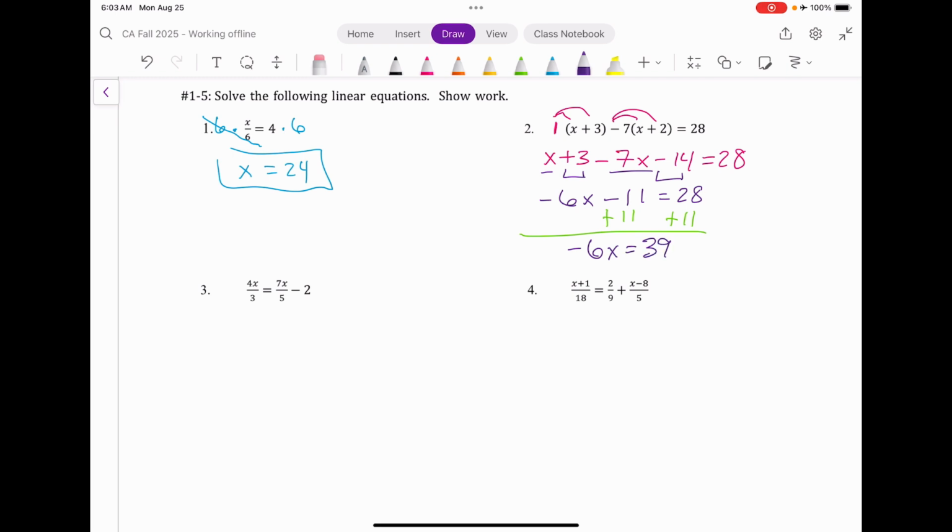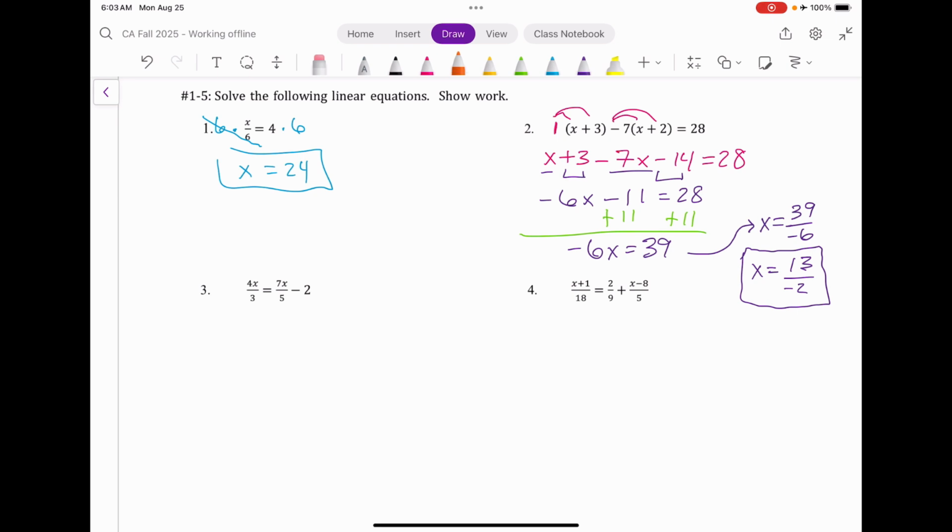And then we can divide by negative 6. So we get x equals 39 over negative 6. Both of those are divisible by 3, so we can make that 13 over negative 2. And remember that negative, it doesn't matter where you place it. It could be in the numerator or out in front of the fraction.